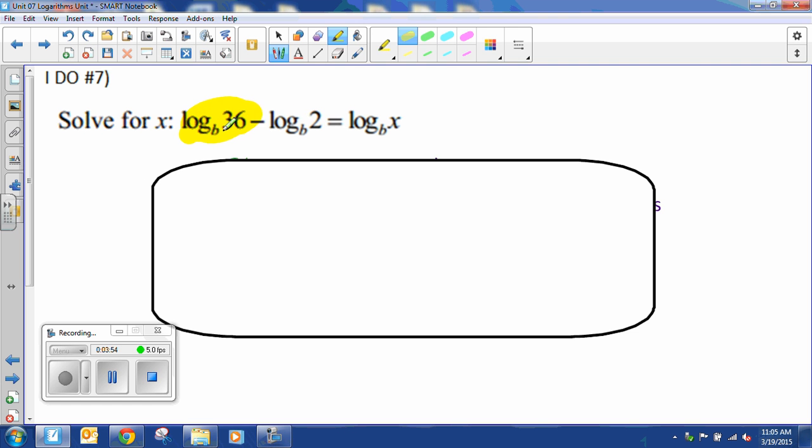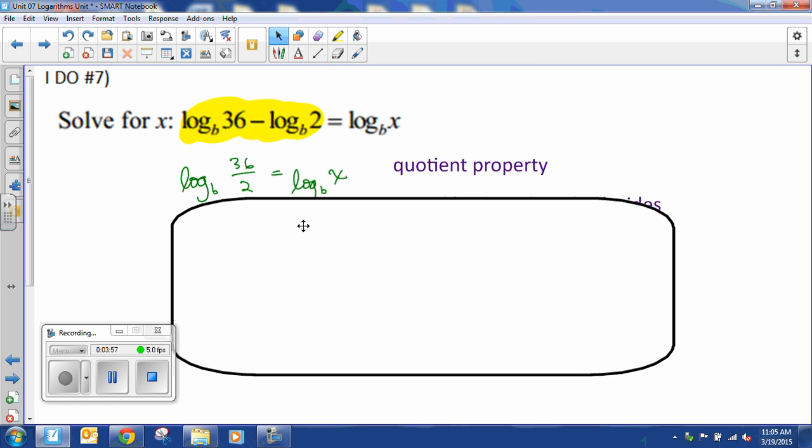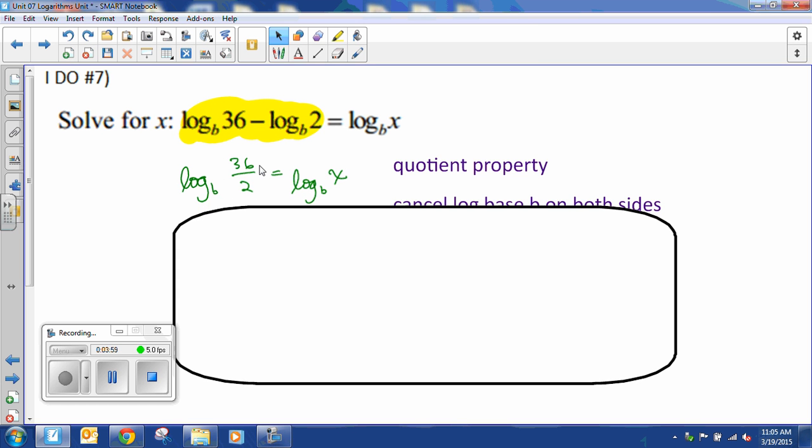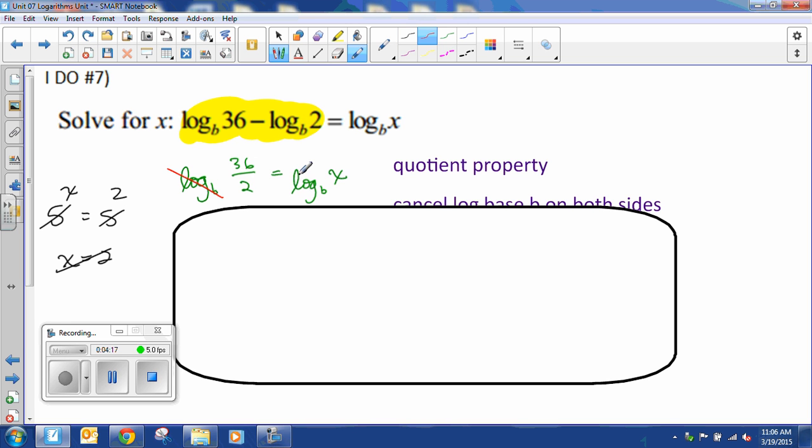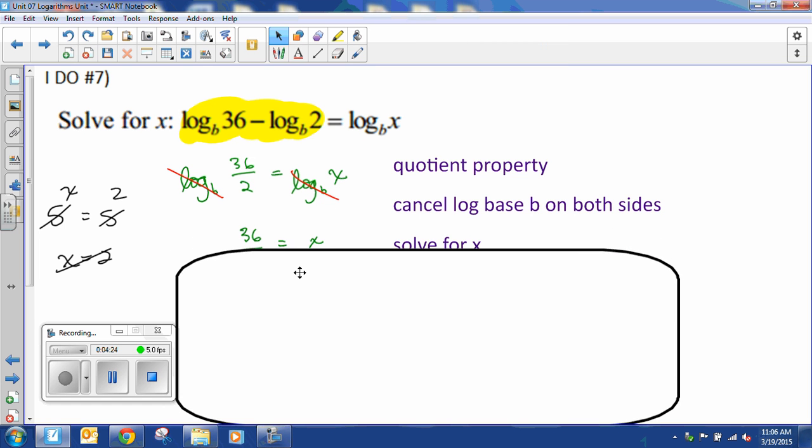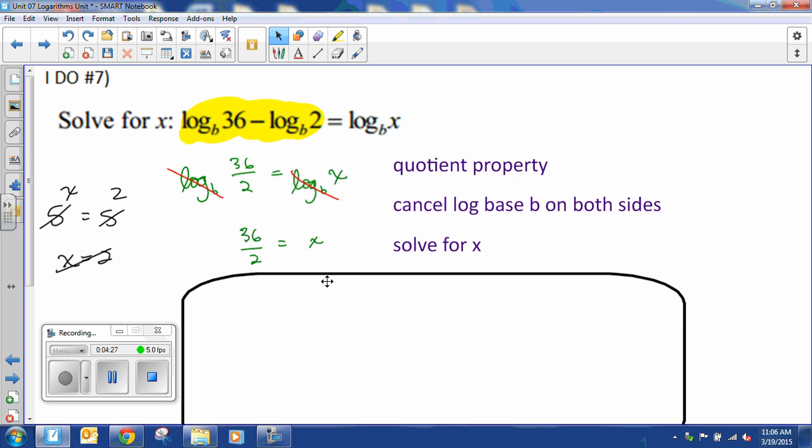Number 7, you must condense. We have log base b of 36 minus log base b of 2. We condense. We end up with log base b of 36 over 2 equals log base b of x. Now, just like if you have, say, 5 to the x power equals 5 squared, you can just cancel the common bases and just equate the exponents. You can also cancel when you have the same log and the base on either side of the equation. So you cancel those out, we end up with 36 over 2 equals x, and 36 over 2 is 18.